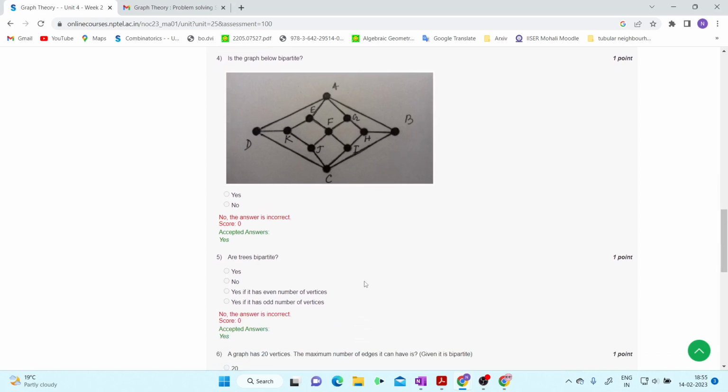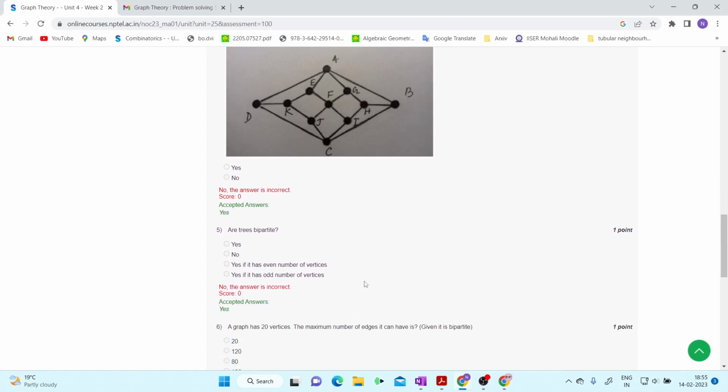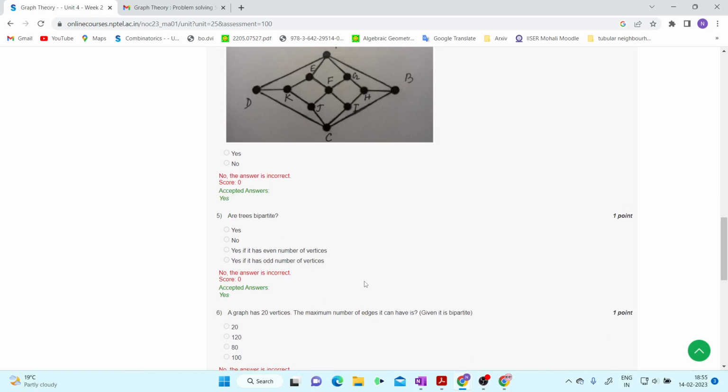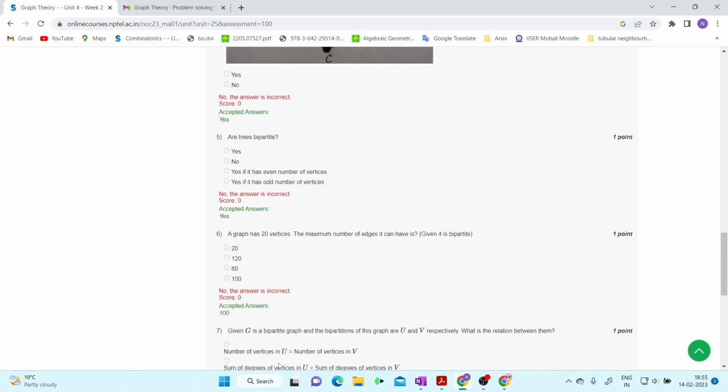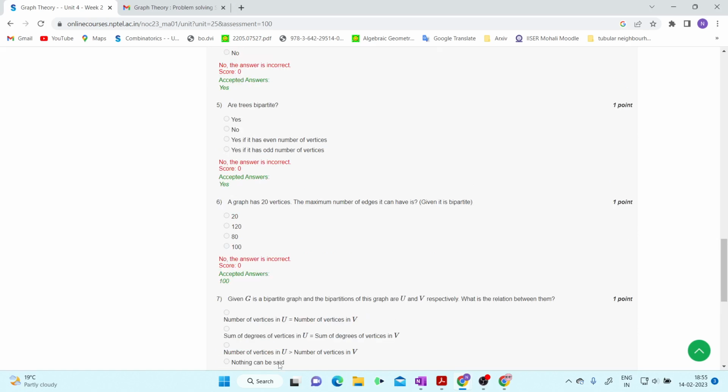Good. Now the next question we solved in the class: a graph has 20 vertices, then the maximum number of edges. In the last session we solved it and it came out to be 100. Okay, so what about the seventh problem? Given G a bipartite graph and the bipartition of this graph are U and V respectively, what is the relationship between them?